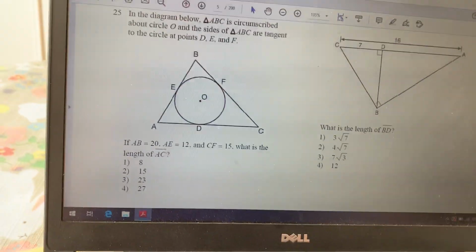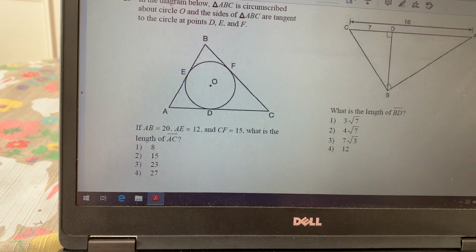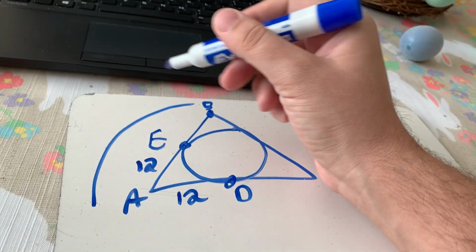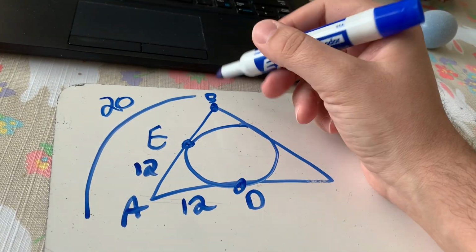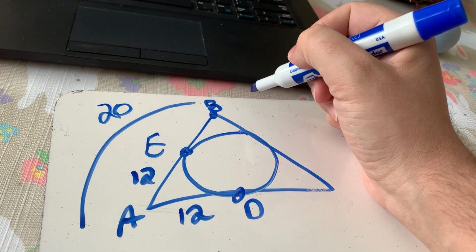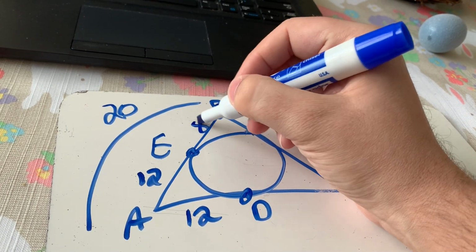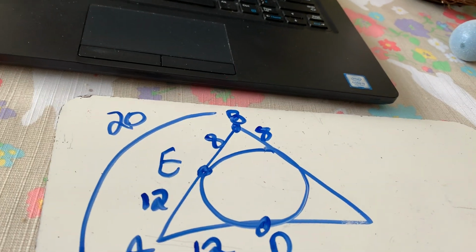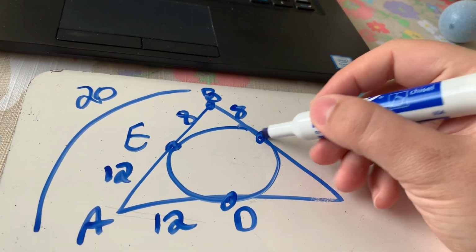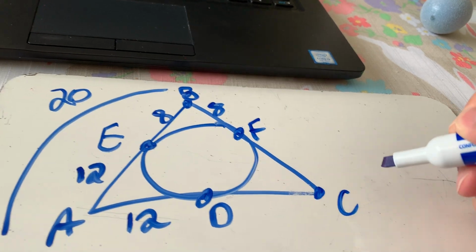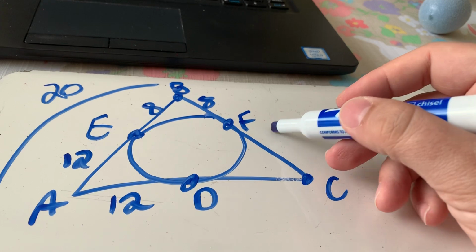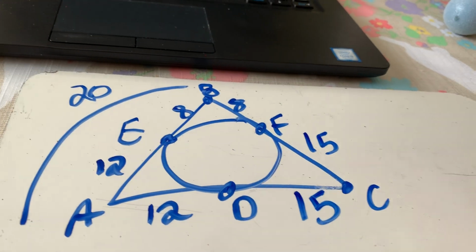We're just going to fill in as we go. I know AB, the whole thing, is 20, so I can actually say that that's 8 and that's 8. CF is 15, so I know CD has to be 15. So I filled it all in.